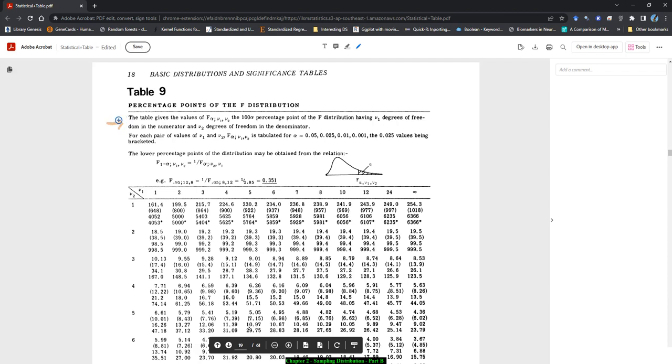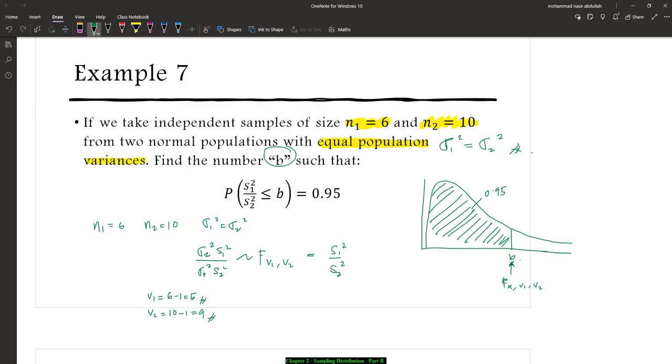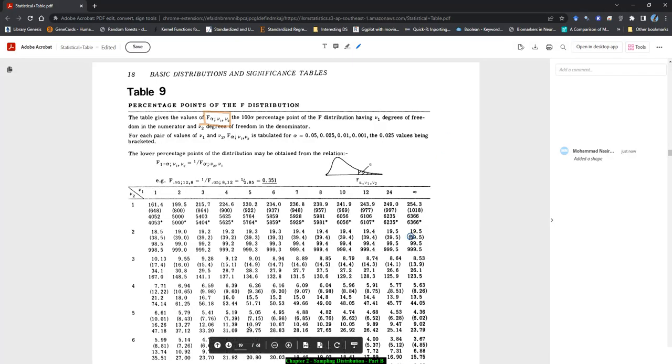Because different statistical tables have different methods of reading the value. Here it says the table gives the value F alpha, V1 and V2. It is the same concept that we want, V1 and V2. So you should be very careful which one is V1 and which is V2 when you look at a different statistical table.